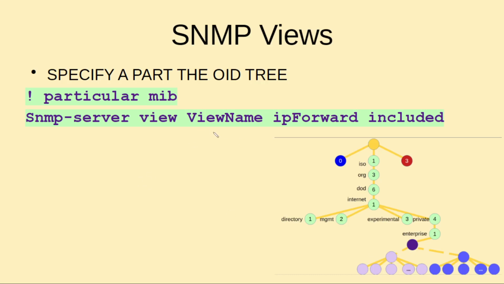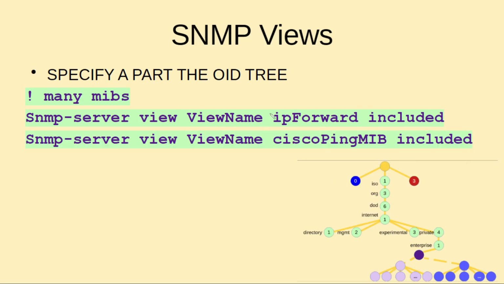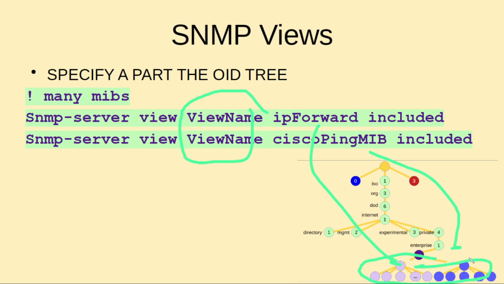In this other example, we are creating a particular view that will only include a particular branch of the object ID tree. In this particular example, we're creating a view that includes 2 branches of the object ID tree.